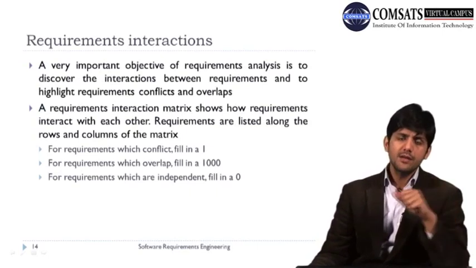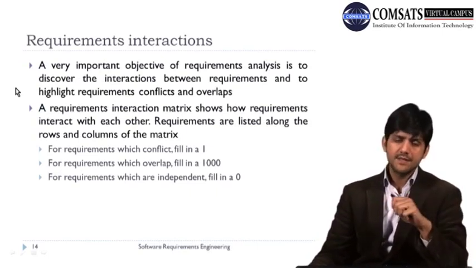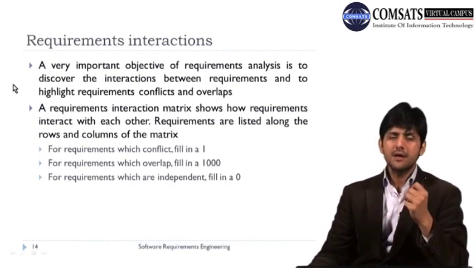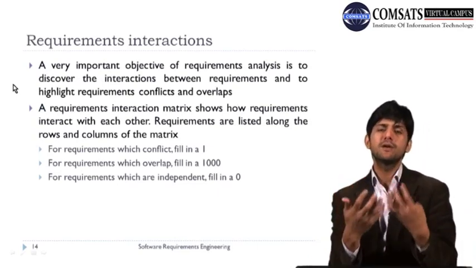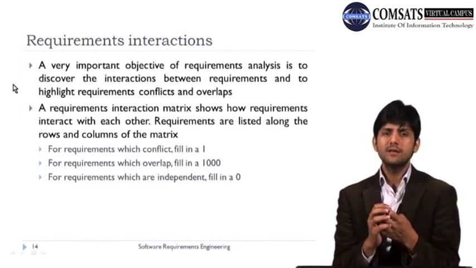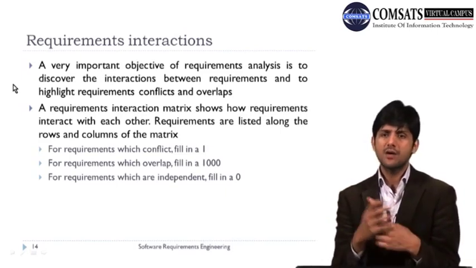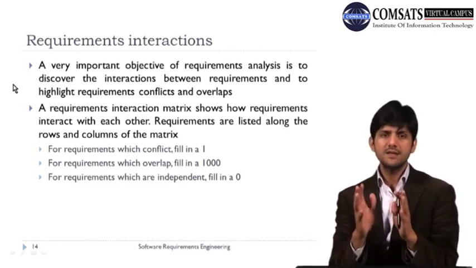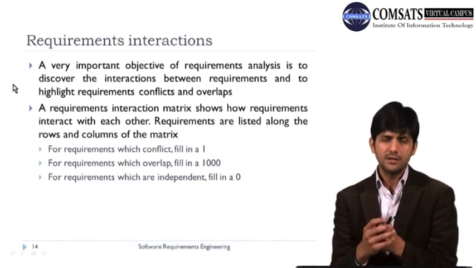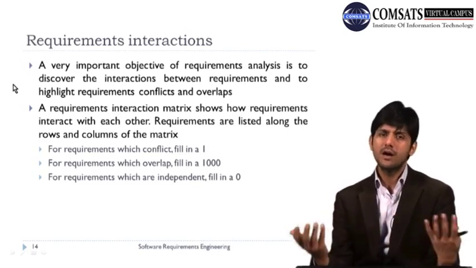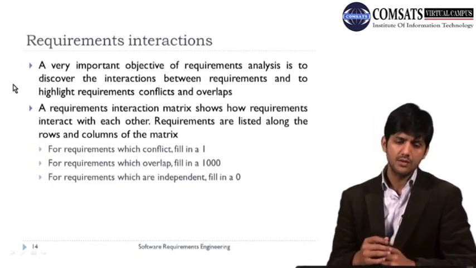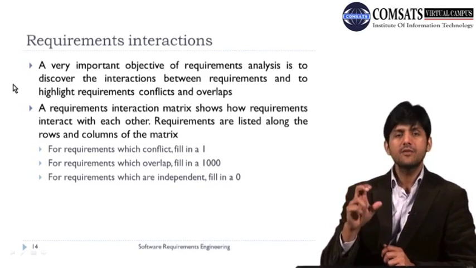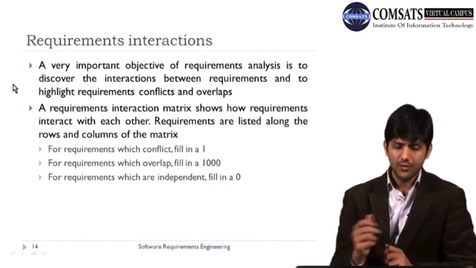Another important thing that we do in analysis is requirements interaction. What is requirements interaction? It's a kind of relationship between different requirements, and you try to model that. Let's say you have 4 or 5 different requirements, R1, R2, R3, R4, R5. You try to identify how these different requirements interact with each other, how R1 impacts R2, R3, R4, and as many requirements as you have. You try to identify how they conflict and whether they overlap or not.